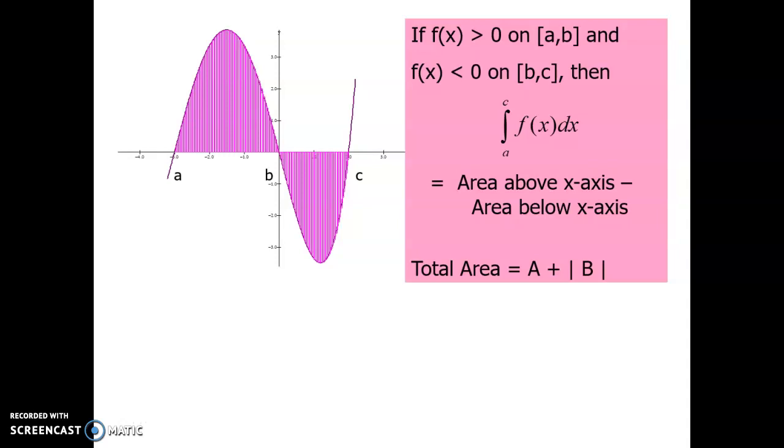This is MAT221, Calculus 1. This is section 5.2, and we're talking about the definite integral.